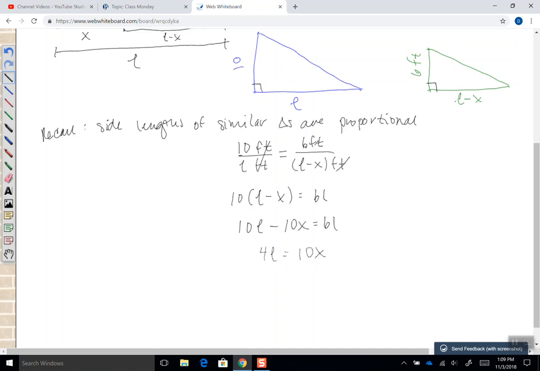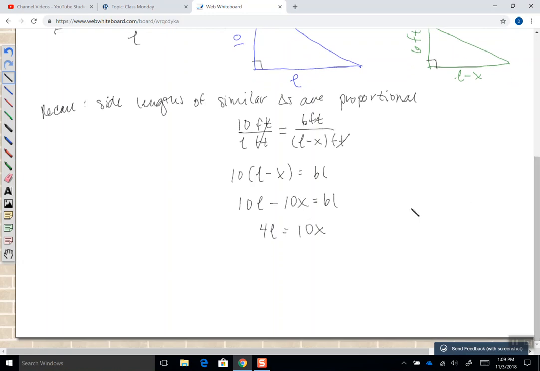And now you can see I have a nice, clean, simple equation that relates my two variables, which are involved in my two rates, L and X. So from this point, I can see that I'm at a good place to take the derivative.